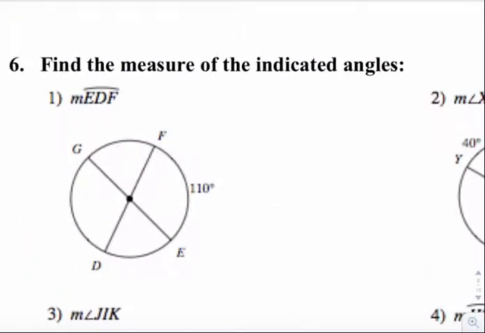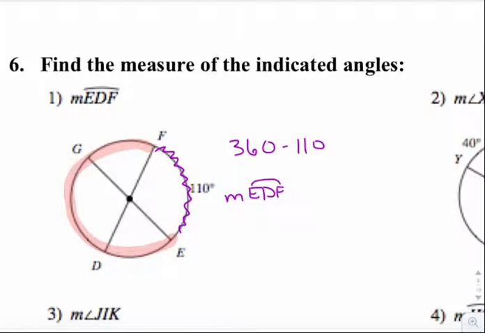So we have to find, in this case first, EDF. So it's an arc that starts at E, goes through D, and ends up at F. And so the way we'll work this is to realize that 110 is the only part of the circle we're not using. If the circle is 360 degrees, and we're not using 110 of it, that means whatever we have left for the measurement of EDF has to be the result of this subtraction problem. So 360 minus 110 should give you 250 degrees, and that's the measure of that arc.